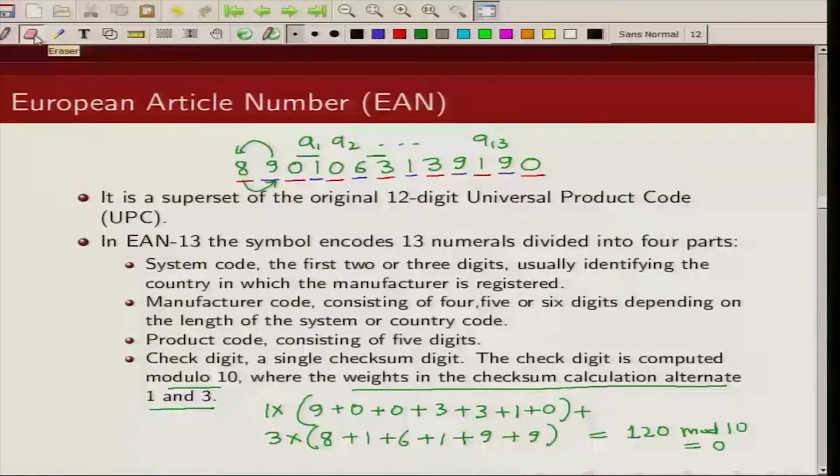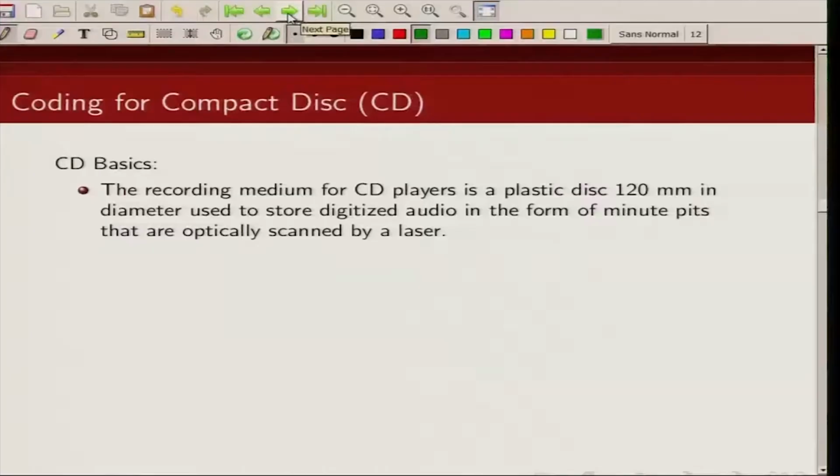Earlier it was 9 times 3, 27, now it is 24, 3 less and there is 1 more. So, now 2 less. So, this would have become 118 and this is not 0 modulo 10. So, you can see this code can detect transposition error, and these are the most common errors which happen when you are trying to read these barcodes. Okay. Now, let us move to some other applications.